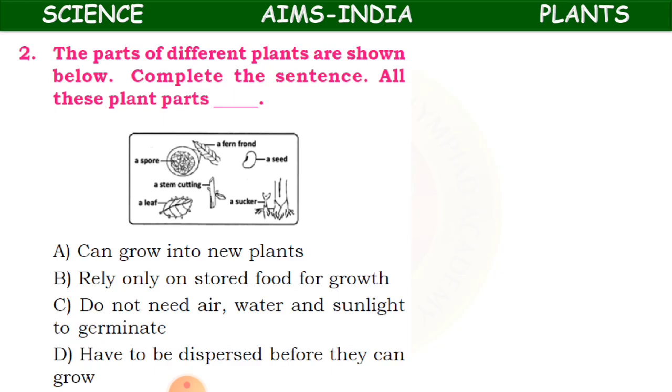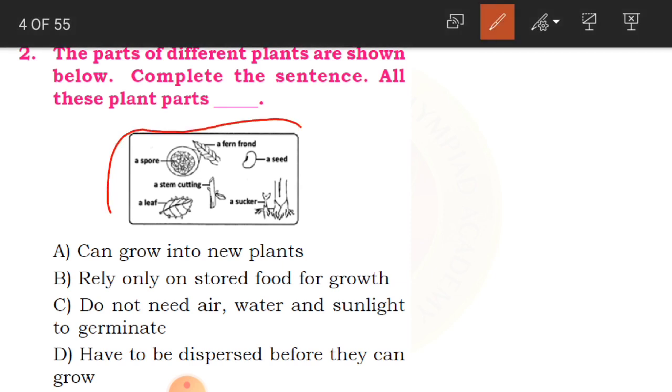The parts of different plants are shown below. Complete the sentence. All these plant parts dash. Okay, so here if you see, there are some parts of the plants, like for example there is a leaf, stem cutting and sucker and a seed, fern spore and all that. Okay, so there are different parts of the plants. Okay children, now all these plant parts dash, like what do they do?